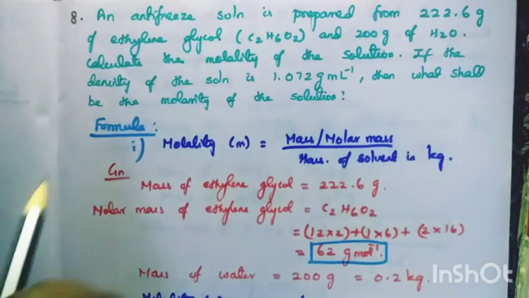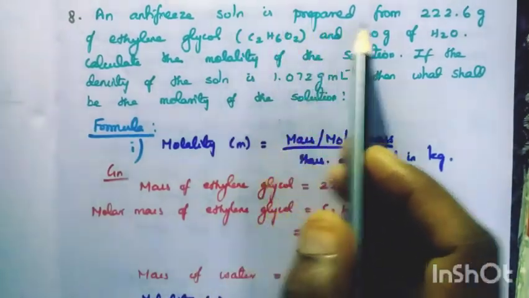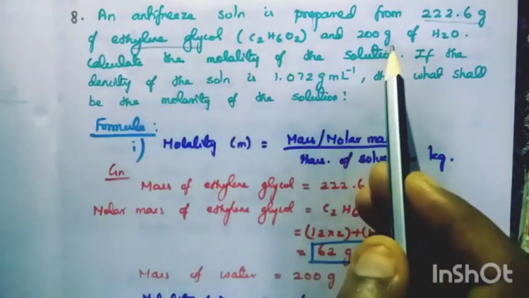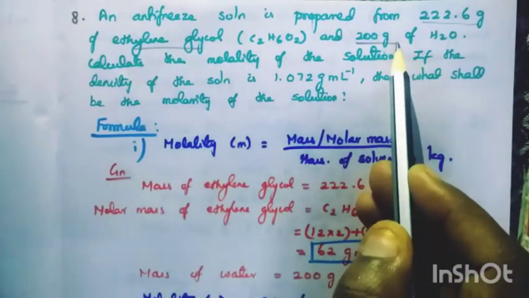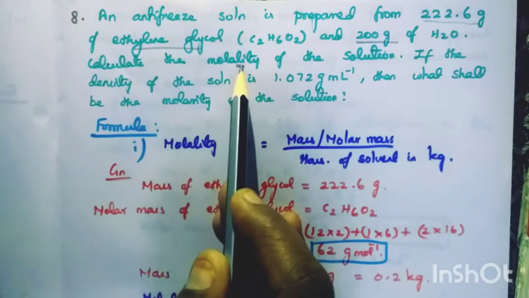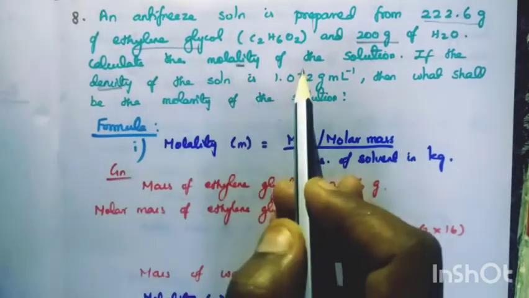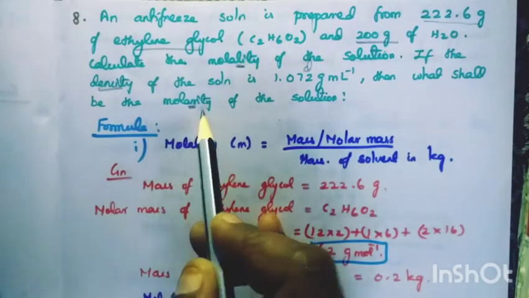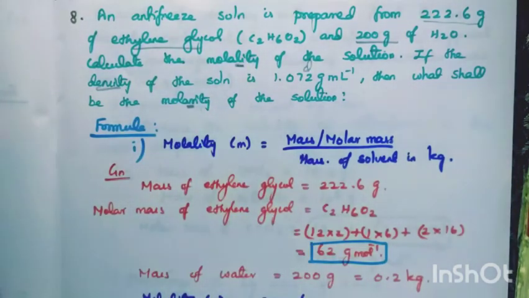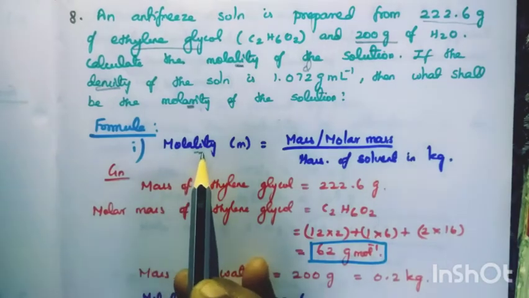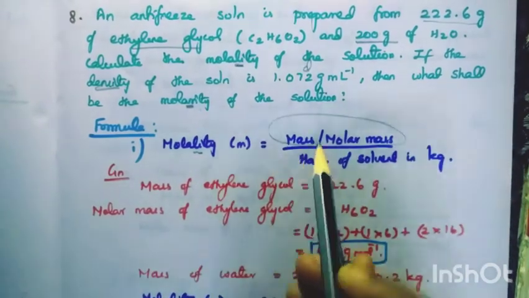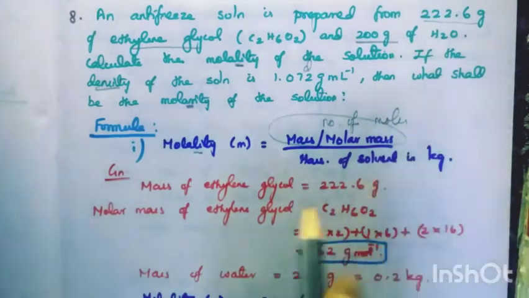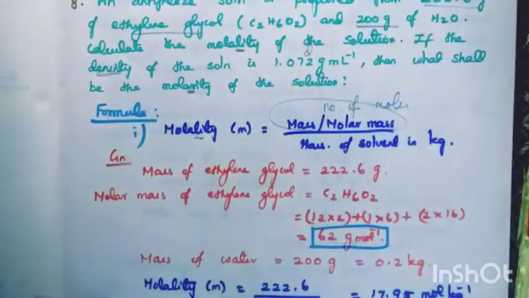Now, an antifreeze solution is prepared from 222.6 gram of ethylene glycol, that is the solute, and 200 gram of water, that is the solvent. Calculate the molality of the solution, and the density is given here. Then what shall be the molarity? Molality and molarity we have to calculate. Molality first. What is the formula for molality? That is the number of moles of solute by the mass of the solvent.